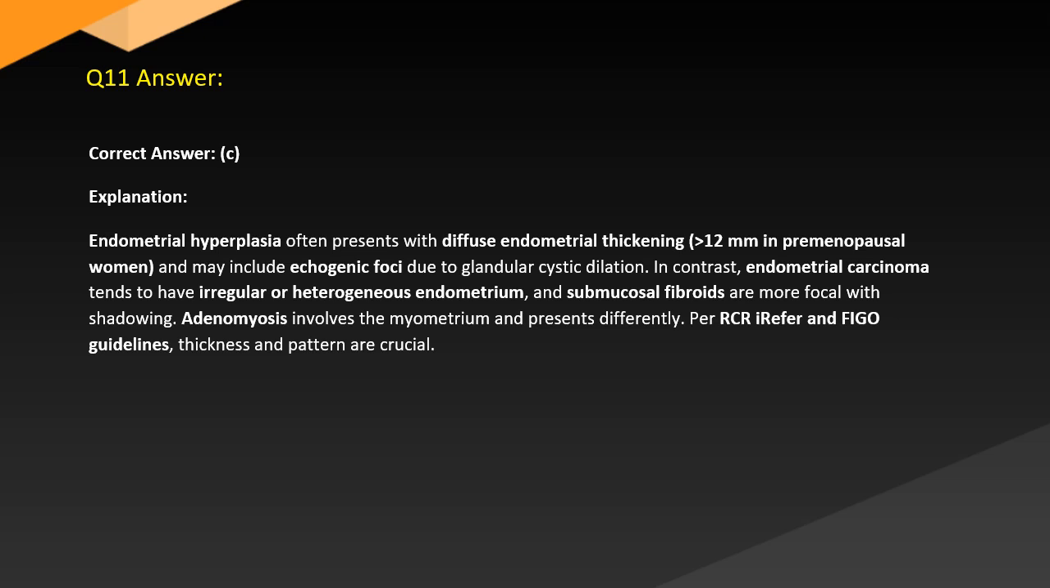Answer. Correct answer, C. Explanation. Endometrial hyperplasia often presents with diffuse endometrial thickening over 12 mm in premenopausal women and may include echogenic foci due to glandular cystic dilation. In contrast, endometrial carcinoma tends to have irregular or heterogeneous endometrium, and submucosal fibroids are more focal with shadowing. Adenomyosis involves the myometrium and presents differently. Per RCR and FIGO guidelines, thickness and pattern are crucial.